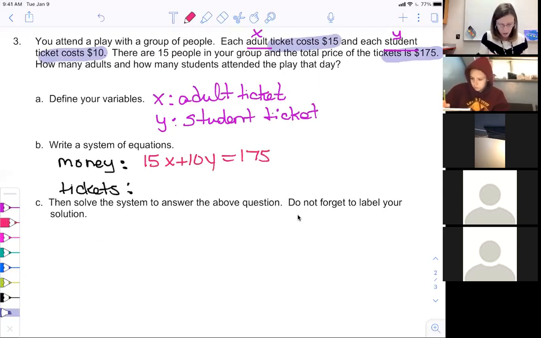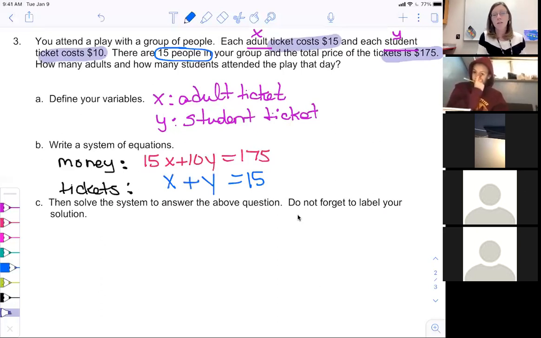The second equation is the number of people or tickets that we're dealing with, and it's 15 total people. So my total is 15. The types of people that are going are adults and students. So adults, X, plus students, Y equals the total of 15. So that's how I would create my two equations.